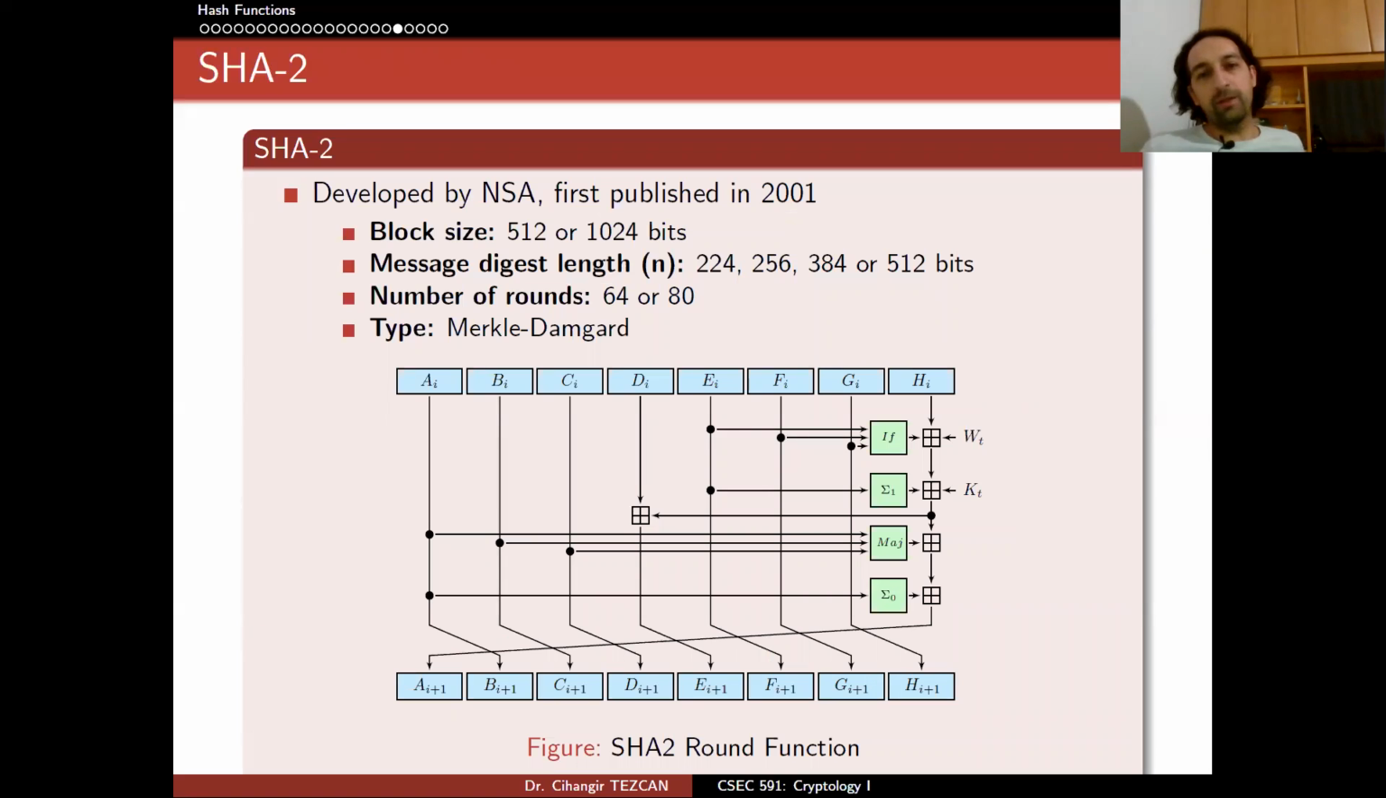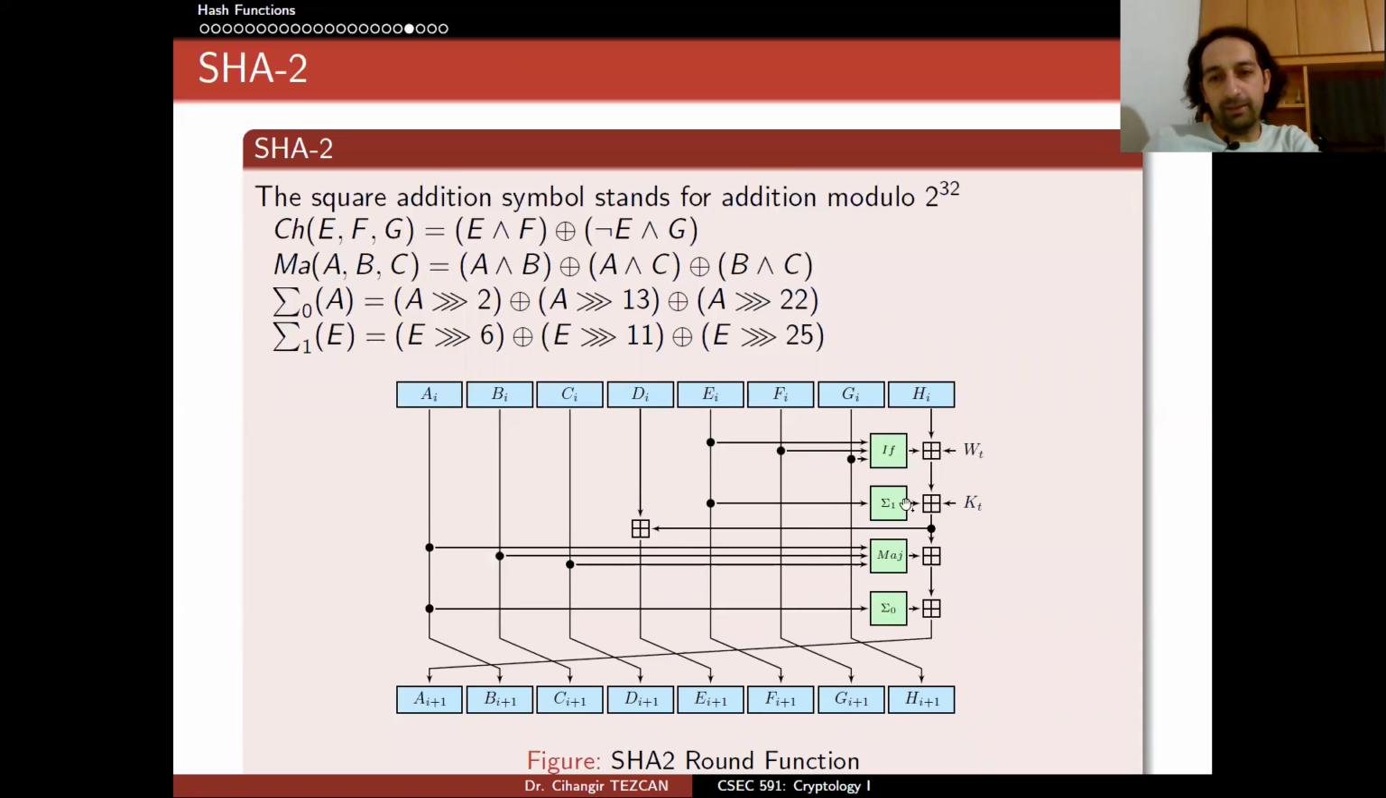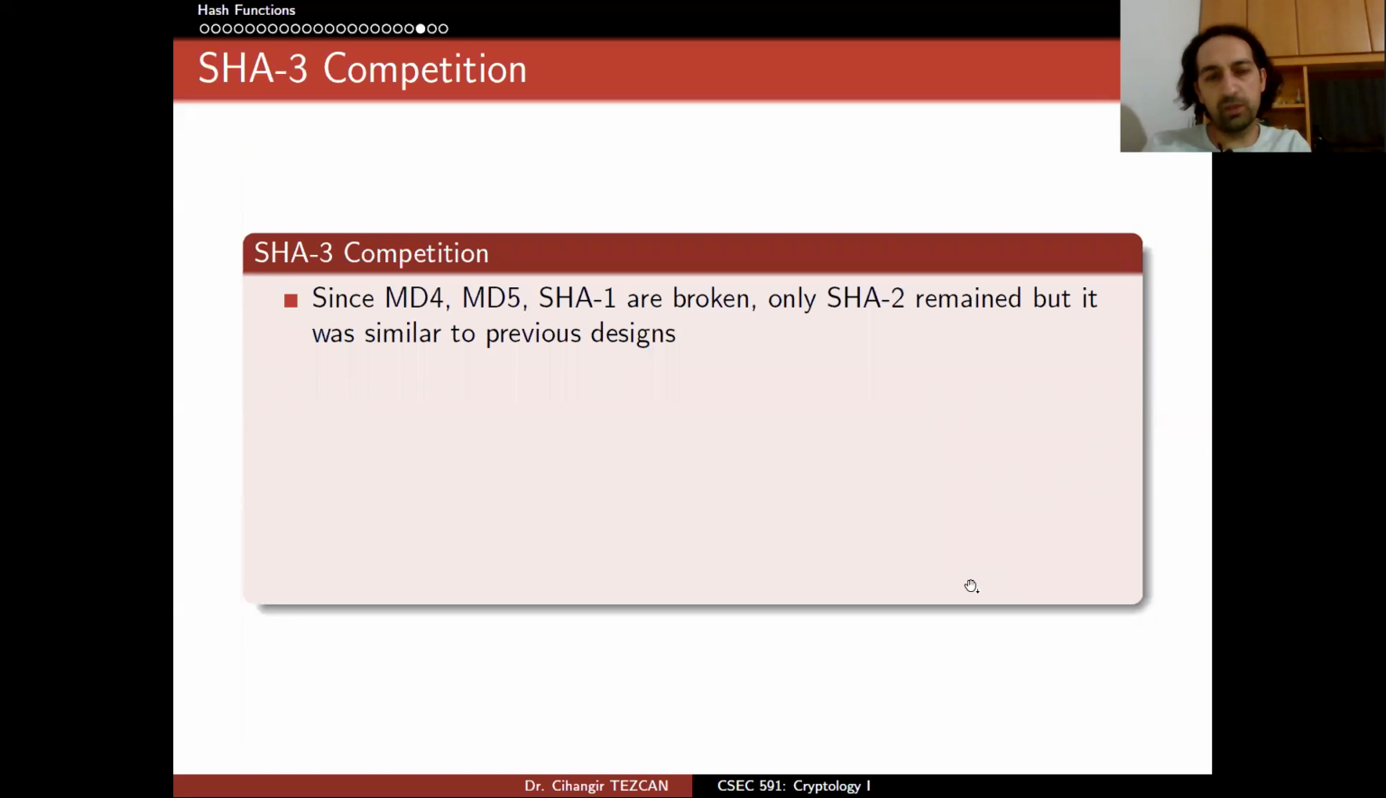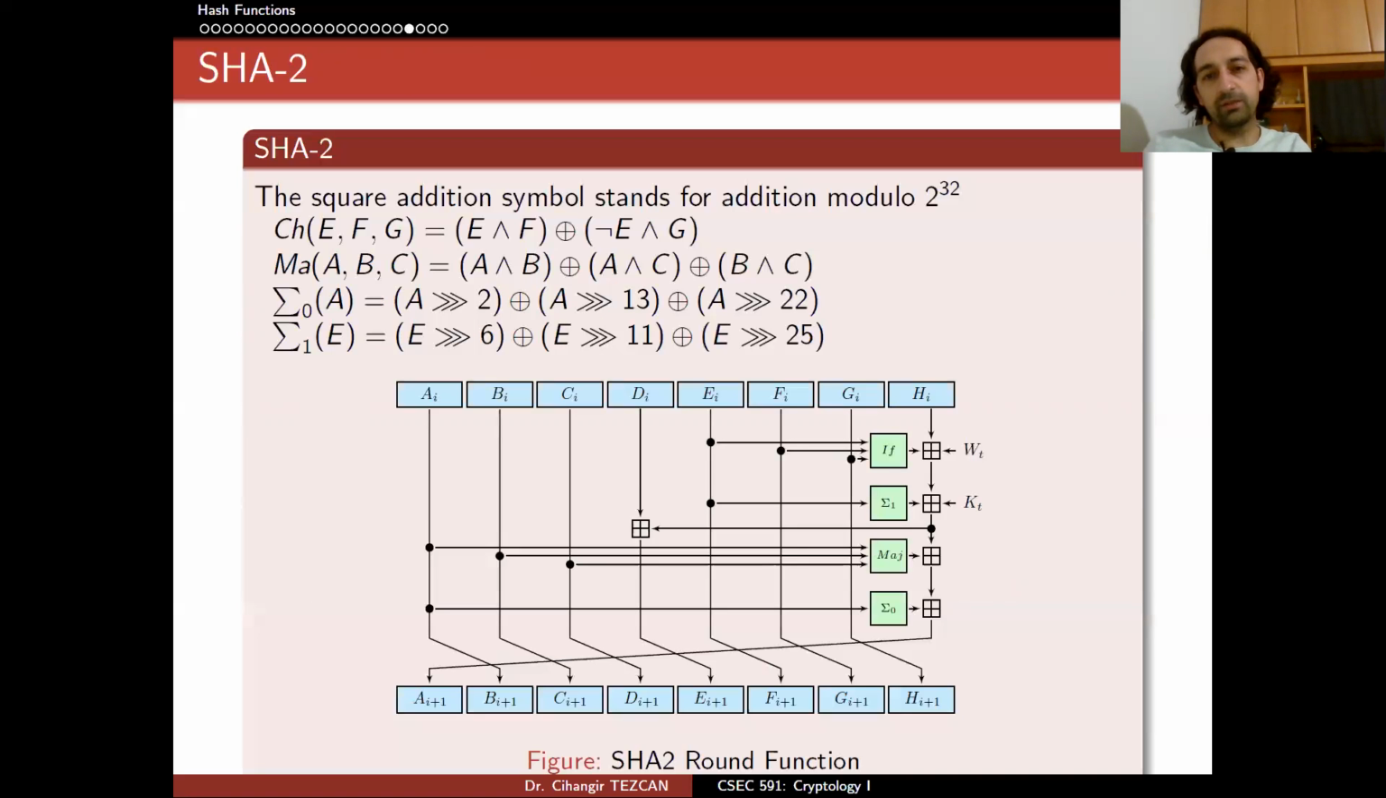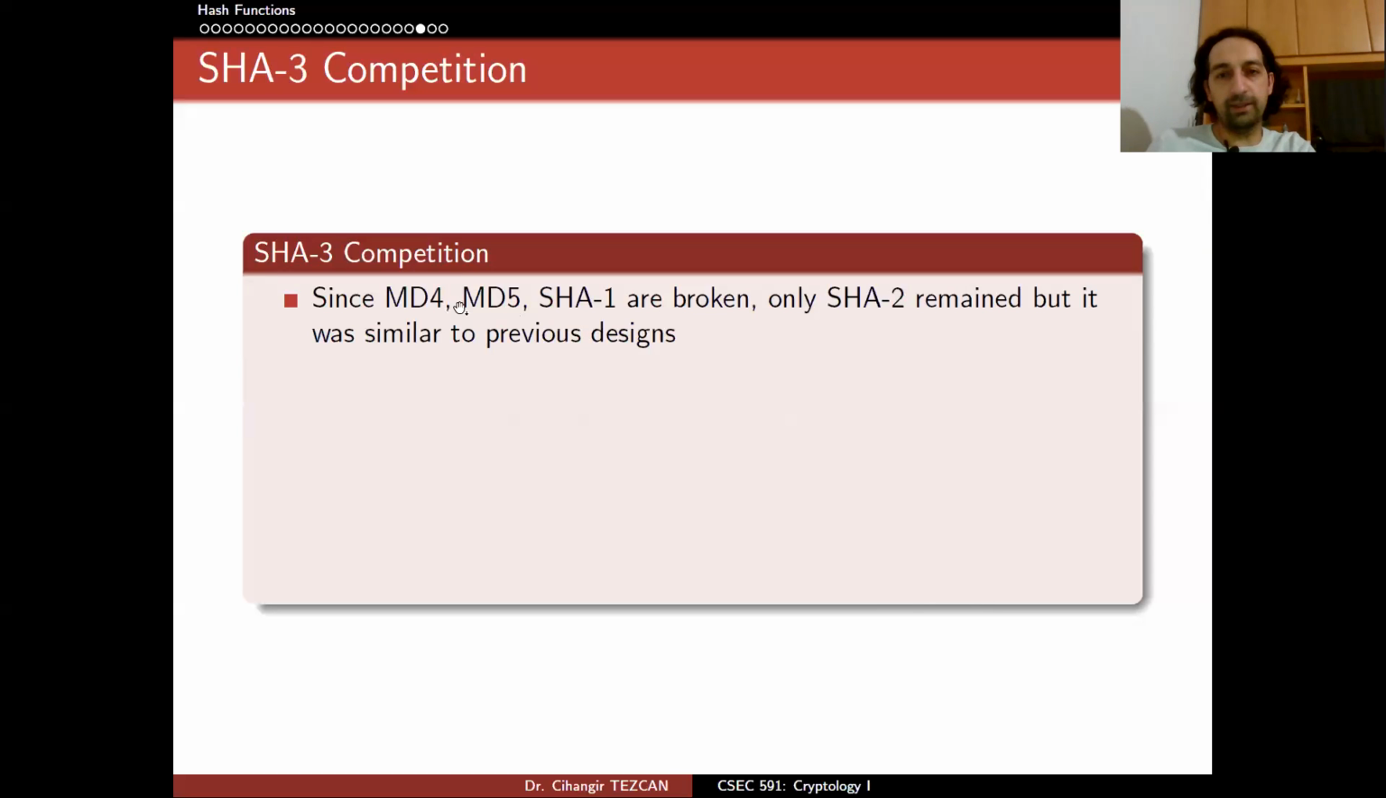SHA-2 is similar to SHA-1, but this time we have more words here. The output size is increased. And then we have more operations here, and they are defined here. As you can see, they are simple operations like AND, XOR, NOT, etc. And we have some rotations here. So SHA-2 is secure. But as you can see, all of the previous ones were broken. And actually, this slide explains it better. Since MD4, MD5, SHA-1 are broken, only SHA-2 remained, but it was similar to previous designs.